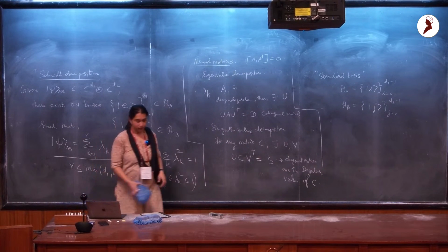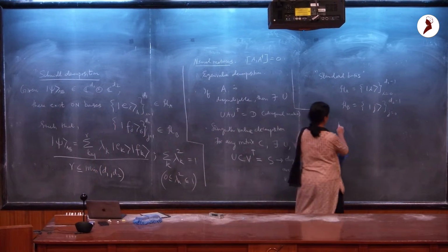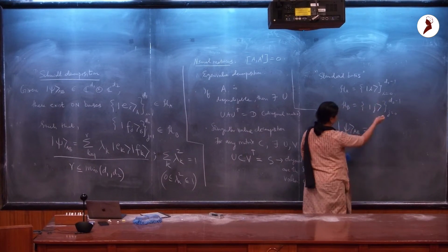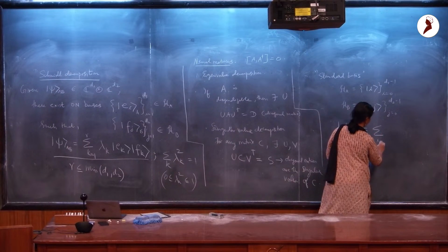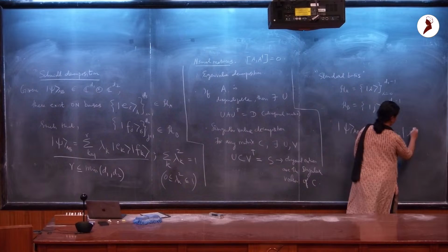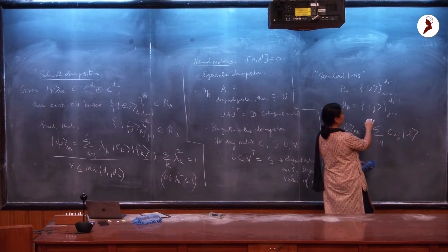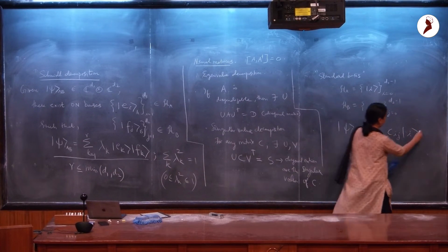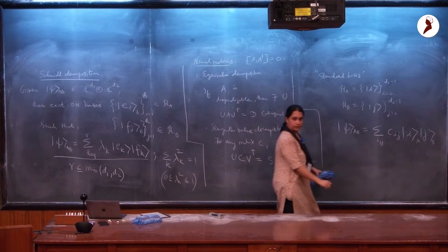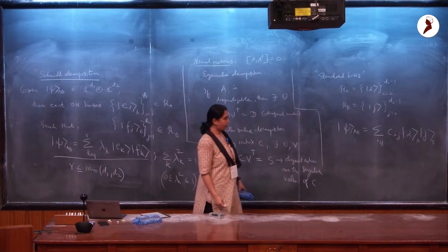So I'm going to expand this bipartite state in this standard basis. Then this is what it looks like. So I take tensor products of these two bases. That forms a basis for the joint space. This is just the standard expansion.